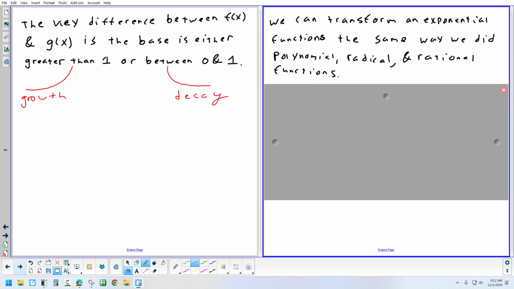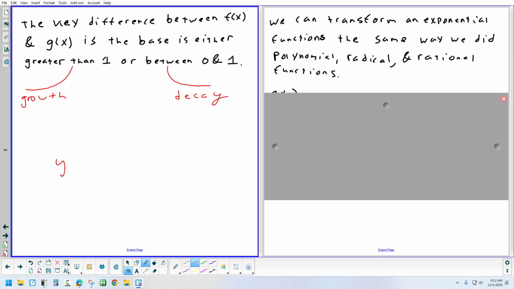So now let's look at transformations. I'm going to make a diagram just like we always do for every function. And I'm going to show you what moves it left and right, up and down, and what stretches it left and right and up and down. All right, so we have some base. Doesn't matter what your base is. That's not going to change how the transformations work.